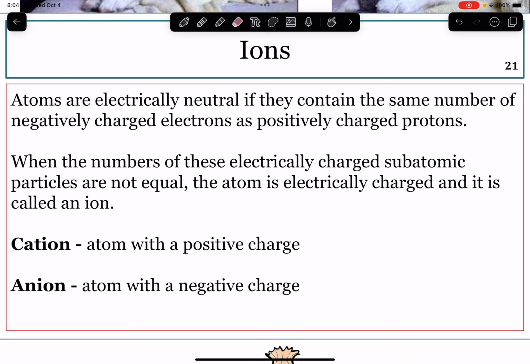When an atom loses an electron, it now has at least one more proton than it does electrons, leaving it with a positive charge. And this is what we call a cation. When an atom gains one or more electrons, it now has one or more negatively charged particles and therefore overall has a negative charge. And this is what we call an anion.